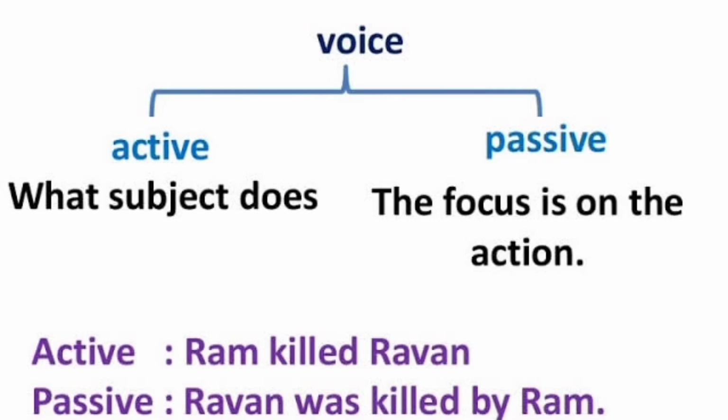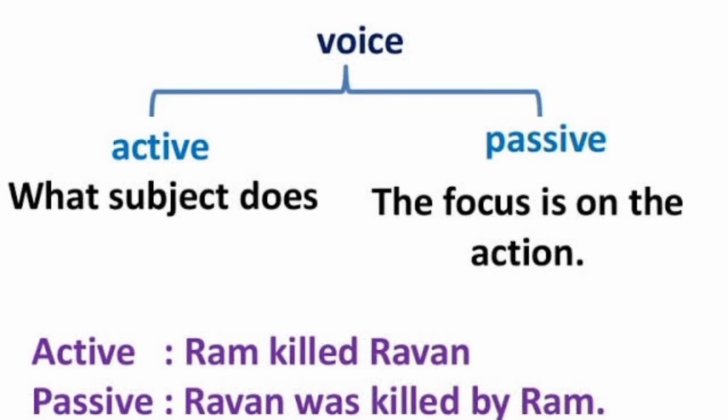For example, in active, Rama killed Ravanan. In passive, Ravanan was killed by Rama. If you analyze this example, you will understand it. Rama killed Ravanan. So in this active sentence, the subject is given more importance, whereas in the passive sentence, the action of the subject is given more importance. So that's the difference between active voice and passive voice.